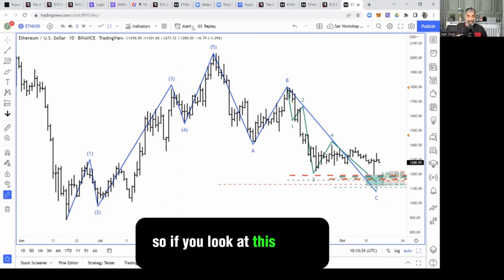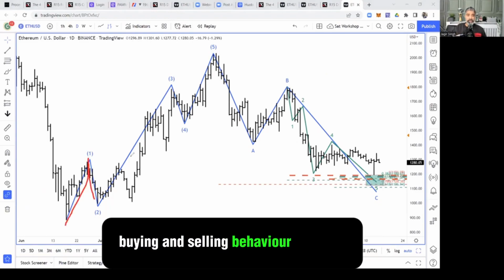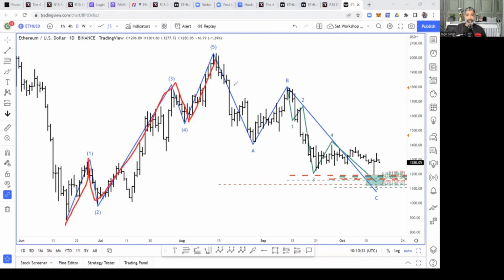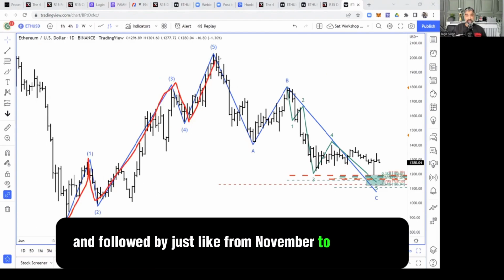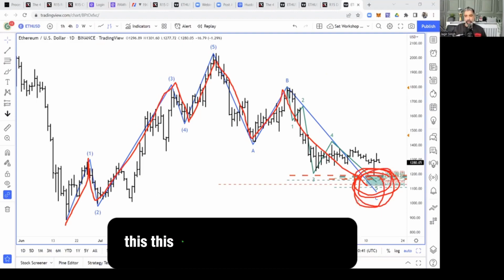So if we look at this, again, just forget it's Ethereum for a second. The buying and selling behavior are 1, 2, 3, 4, 5, followed by, just like from November to now, A, B, C. So what we're looking at is a potential end of a wave C, of a wave 2, right? This is what we're talking about.